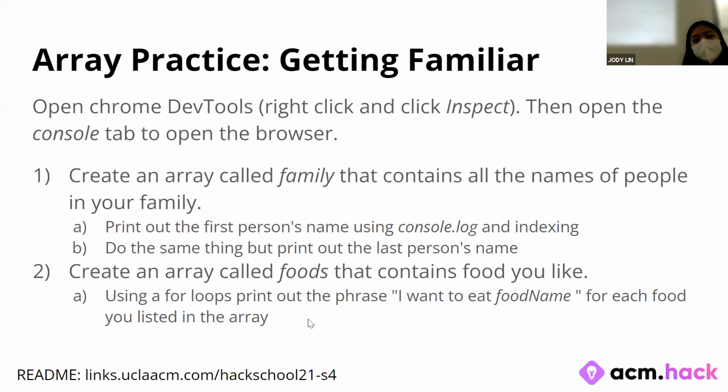And then after that, create a new array called foods. This is just going to contain any foods you like. And then using a for loop, print out the phrase, I want to eat, and then the food name of that array element. So you're going to do that for each one. So this is just some practice. Let's do this for about 5-ish minutes, and then we have to move on.